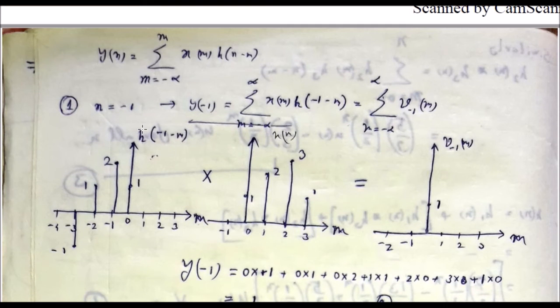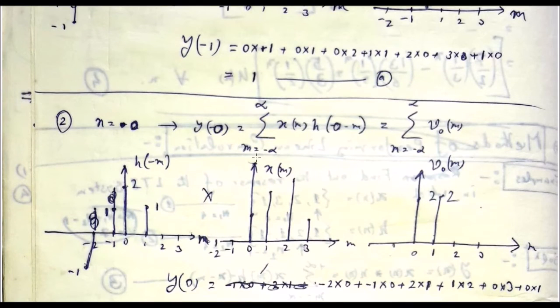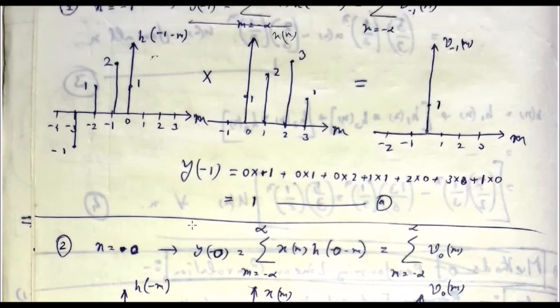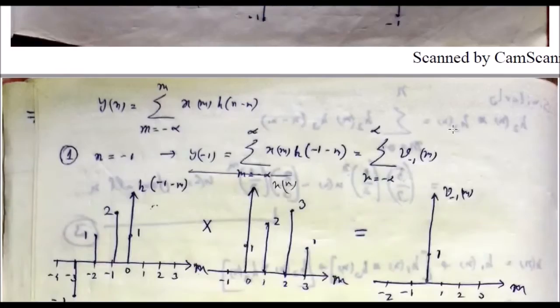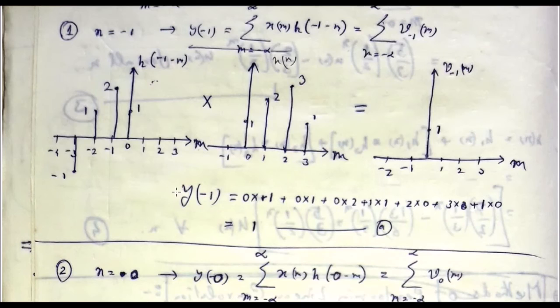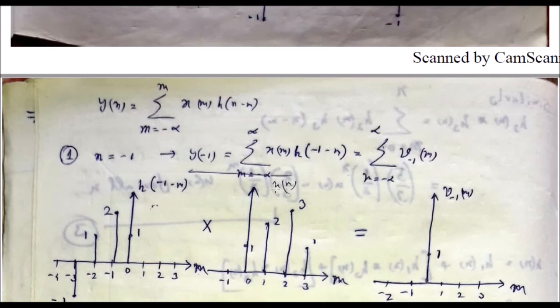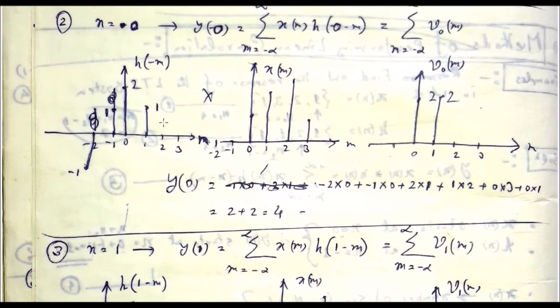Next you have to find the next sample, that is n equal to 0. So you have to find y0. For y0, in place of q you have to put 0, so it is nothing but h minus m, the same folded version, this one. Put it here, and xm was already known, it is unchanged, so put them side by side and again do the same sample by sample multiplication.